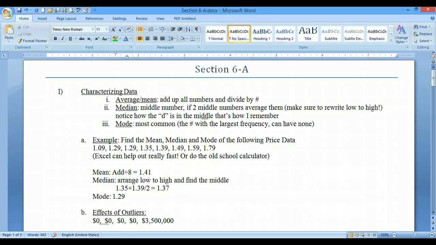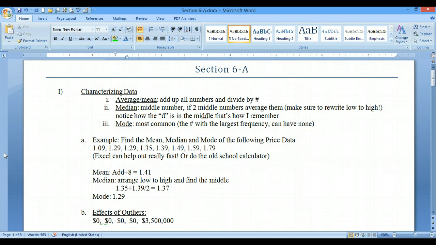The median is the very middle number, but sometimes if you have an even number of numbers, you pick the two middle numbers and then average them. And this is very important. Make sure that you're writing all of your information from low to high. Very frequently I'll have somebody find the middle number, but it's not really the middle number because it's been all rearranged.